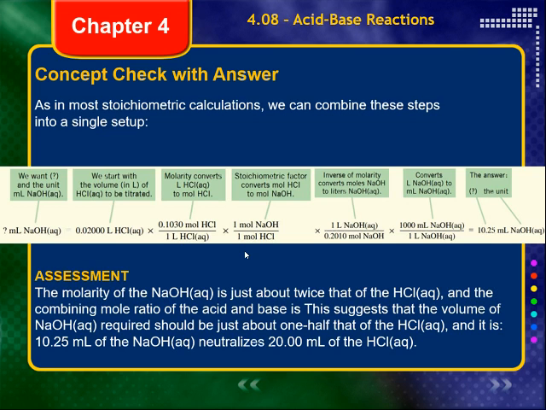Let's check to see if this makes any sense. The molarity of the NaOH is just about twice that of the HCl. You know that because you read the question. And combining the mole ratio of the acid and base, this suggests that the volume of the NaOH required should be just about 1/2 that of the HCl. And it is. 10.25 neutralizes about 20 milliliters of HCl.